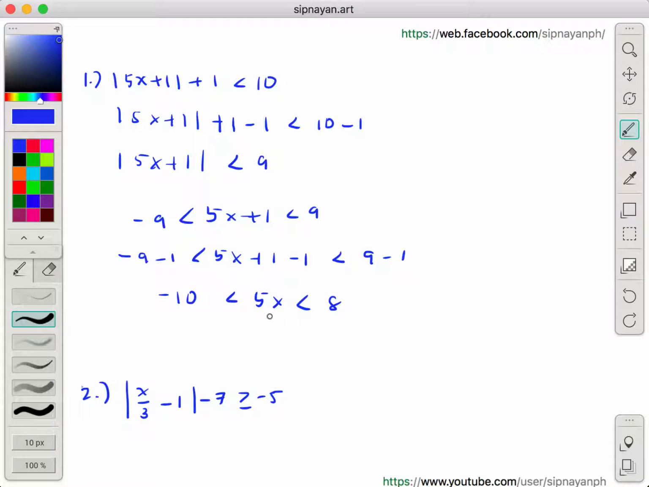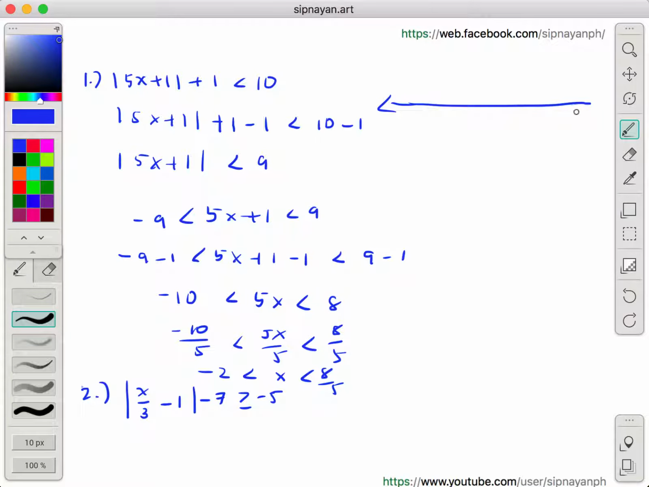So that only x remains, it is just like an equation. We need x to remain, so we divide all expressions by 5. Negative 10 divided by 5 is less than 5x divided by 5, which is less than 8 divided by 5. Negative 10 divided by 5 is negative 2. 5x over 5 becomes x. And this becomes 8 over 5. So the graph will be between negative 2 and 8 over 5.